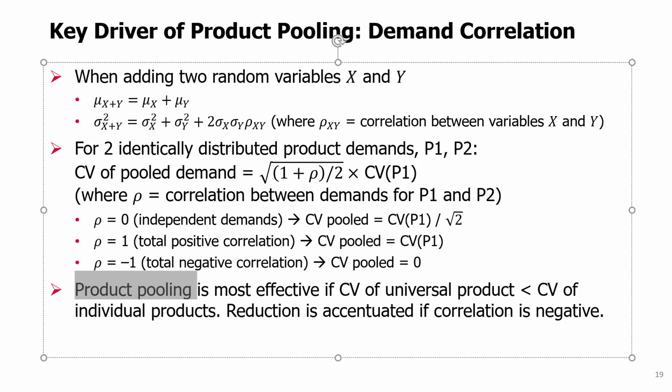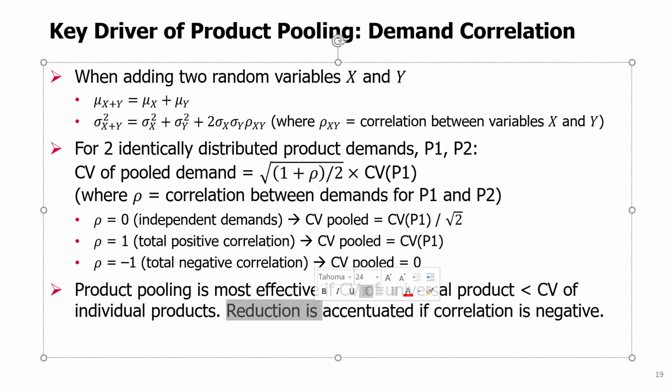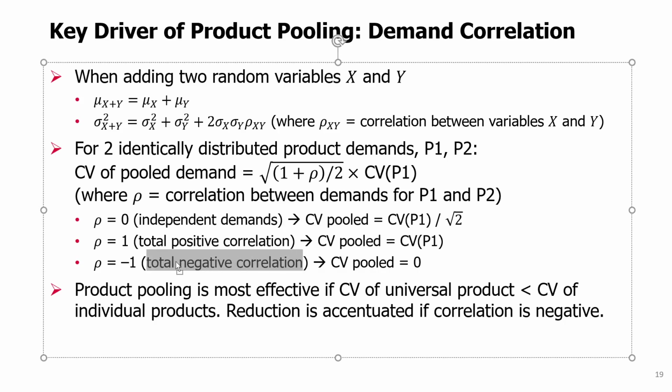So basically, product pooling is most effective when the CV of the universal product is smaller than CV of individual products, right? It is the case in the independent demand. It is the case in the negatively correlated demands. It will not be the case if demands are positively correlated, right? And especially, the reduction in the CV will be especially great if we have negative correlation, total negative correlation being the extreme value here.